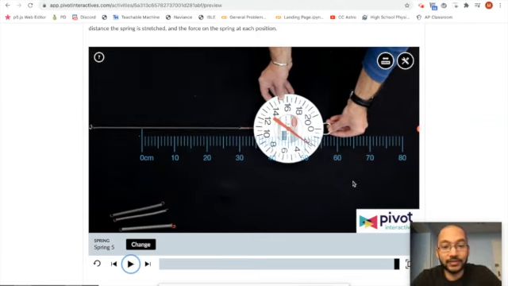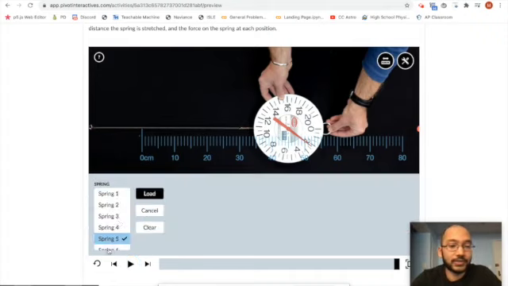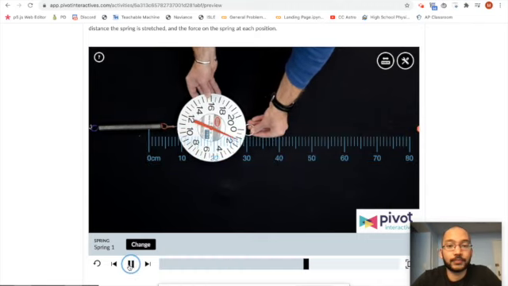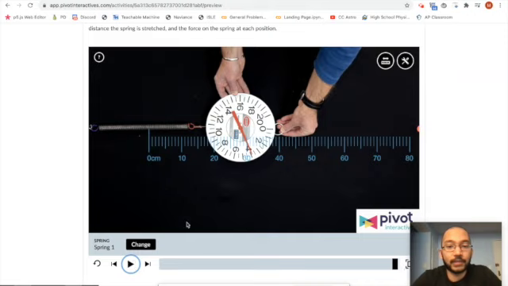You can see that this spring 5 requires about 2 newtons of force to be stretched maybe 30 centimeters. 2 newtons of force, 30 centimeters. Whereas spring 1 requires about 4 newtons of force to be stretched 12 centimeters. So there are some slight differences between these springs. Let's talk about what the graph would look like if it actually is nice enough to have a sample set of data.